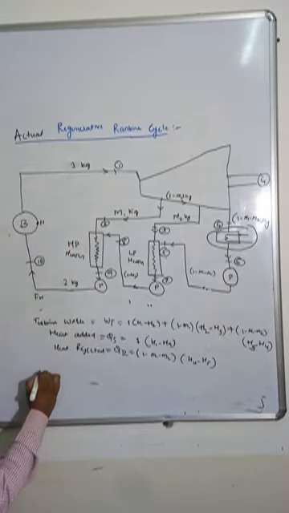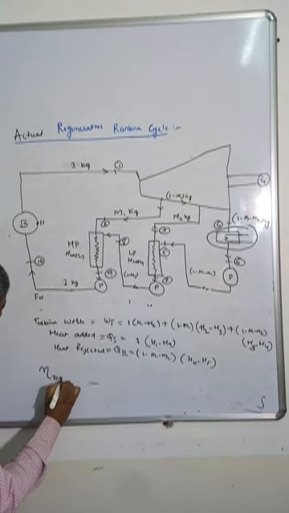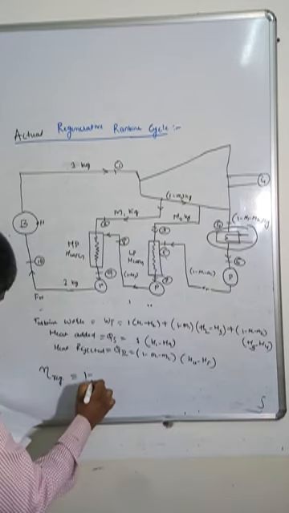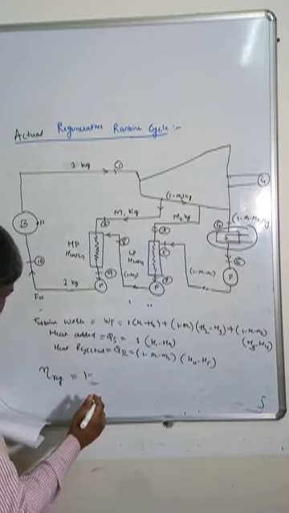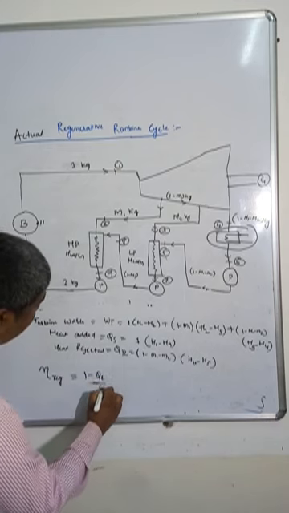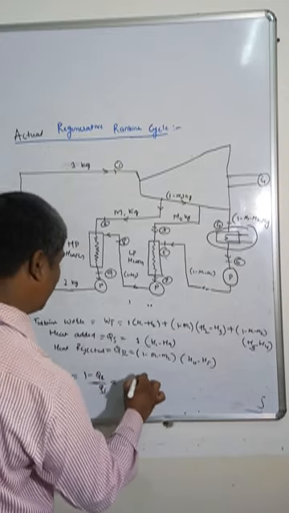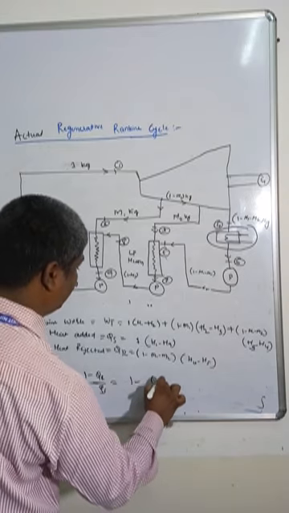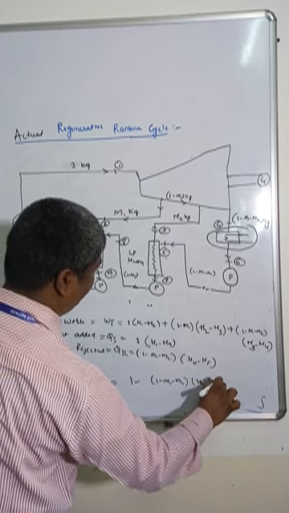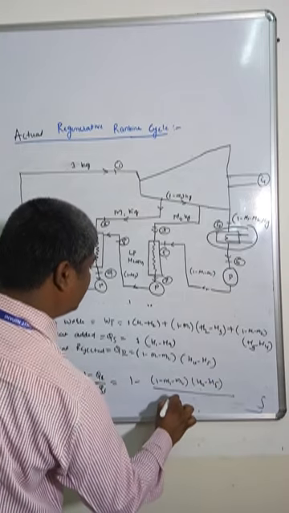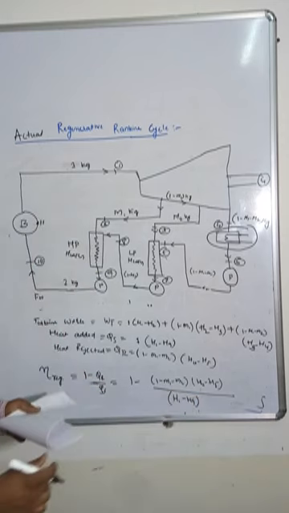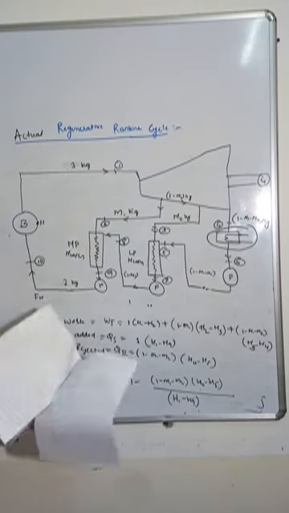So thermal efficiency I can write like this: eta regenerative is equal to 1 minus QR by QS, or you can write W net by QS also. So QR by QS is 1 minus M1 minus M2 into H4 minus H5 divided by QS, which is H1 minus H9. So this is the efficiency of the regenerative cycle.